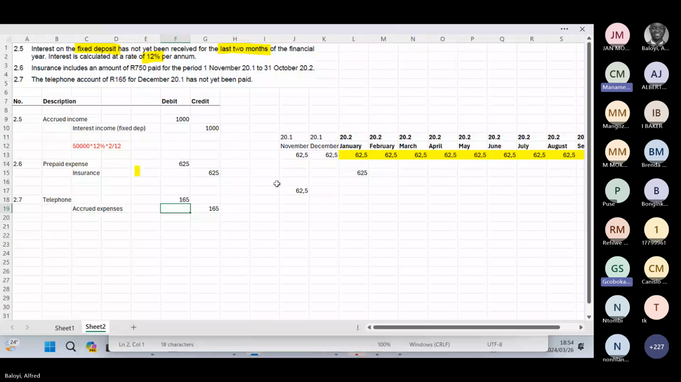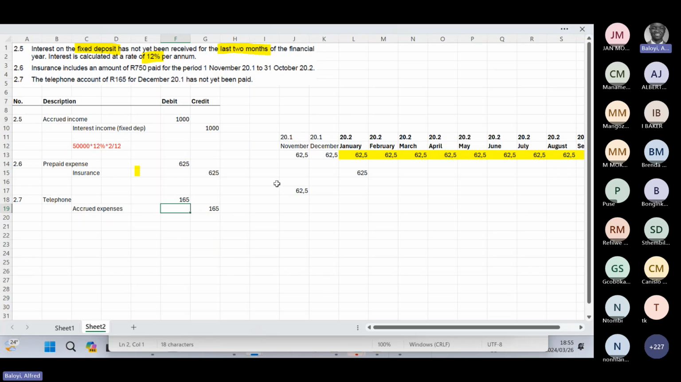You can go on. Okay, I just wanted to ask on 2.6, are we saying it's a prepaid expense because it's for the next financial year? And if it was for the current year, what were we going to say? Were we going to still say it's a prepaid expense? I'm not sure if I'm making sense. No, it makes sense. If it was for the current year, it's within the current year. There's no issues. So if you pay something for the following year, that's when we call it a prepaid expense.